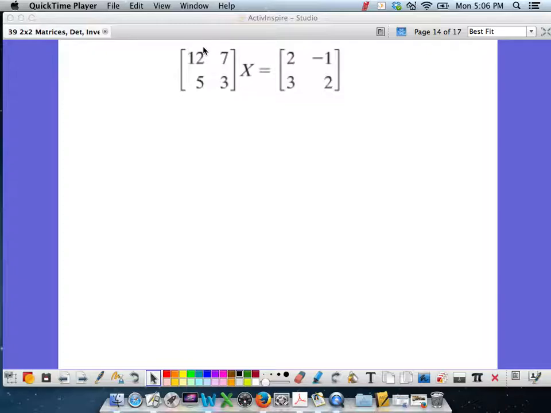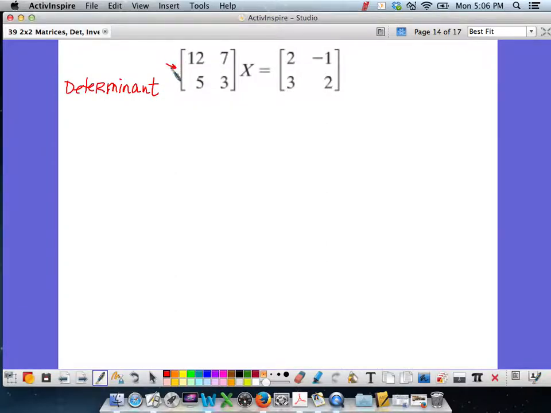So we have several steps that we want to do here. We want to multiply this by its inverse. In order to find its inverse, the first thing that we'll do is find its determinant. So I'm going to find the determinant of this particular matrix right here.